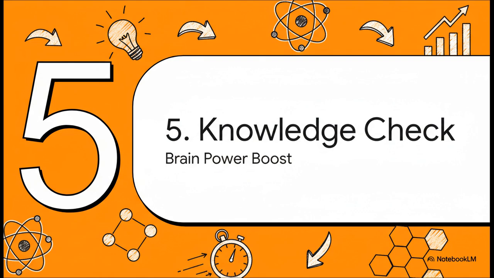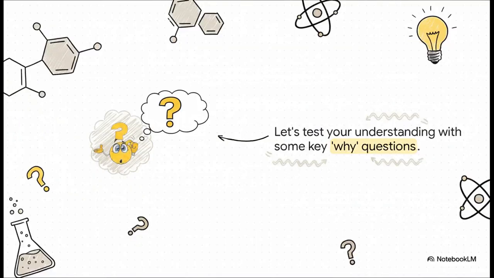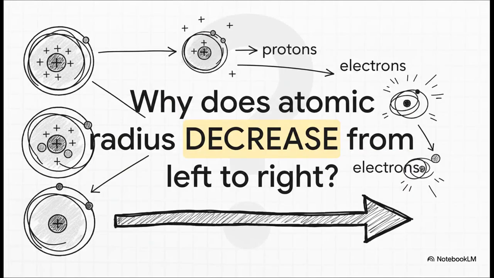All right, time for a quick fire round to really lock in these concepts. Let's give our brains a final power boost. Get ready to answer some why questions, just like the ones in the Use Your Brain Power sections of your textbook. These are all about making sure you really understand the concepts. Okay, first one, think about this. As you move across a period from left to right, why does the size of the atom actually get smaller? What's going on inside that nucleus?